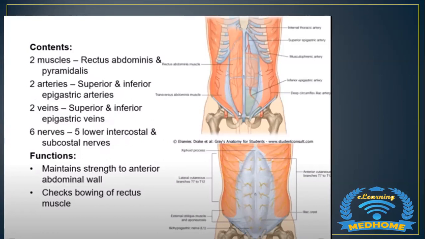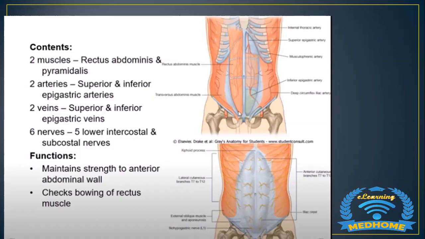So just to memorize it, a mnemonic, we can remember it like this: 2, 2, 2 are the contents of the rectus sheath. But the nerves will be 6: 5 lower intercostal nerves and 1 is the subcostal nerve.